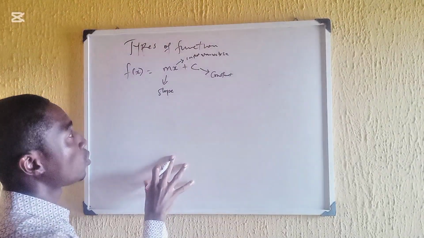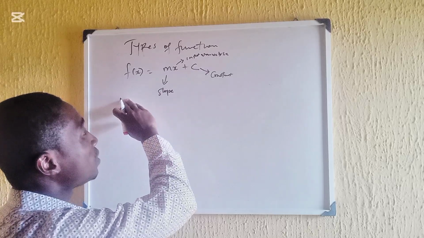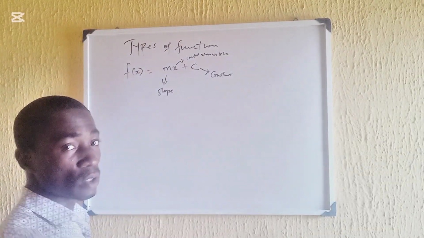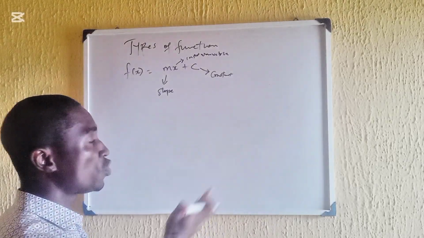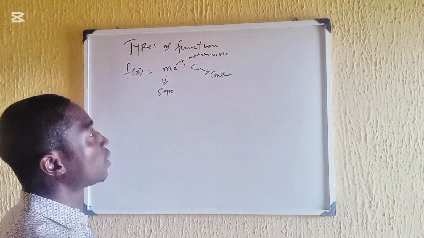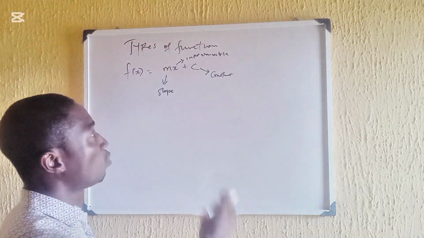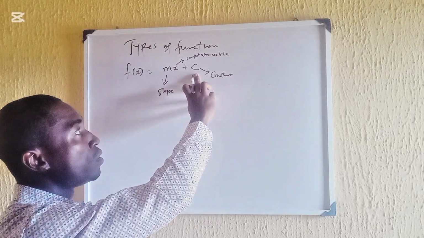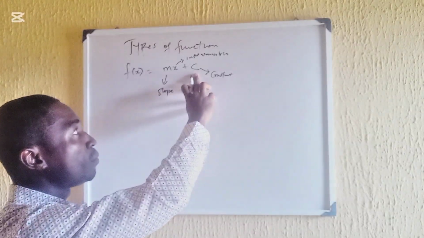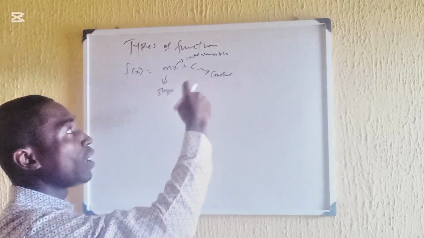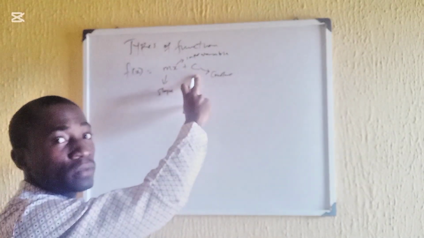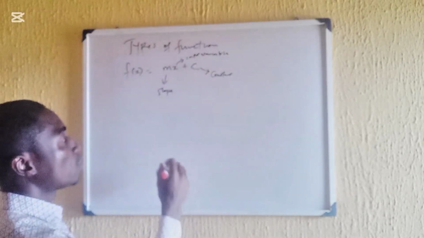It's called a linear function because every time you plot this graph, it will give you a straight line, though not a horizontal line, but it will give you a straight line. The straight line will only pass through the origin if c is equal to 0. But if c is not equal to 0, that means the straight line will cut y, where y is equal to c. So that's what this function is about.